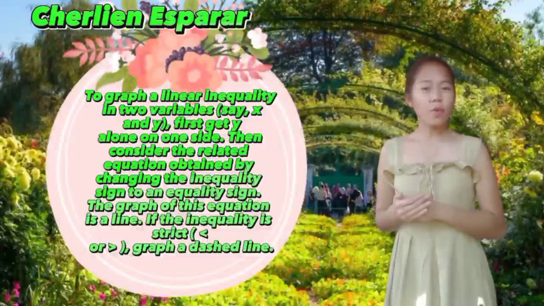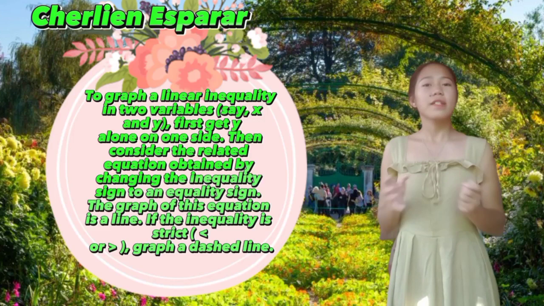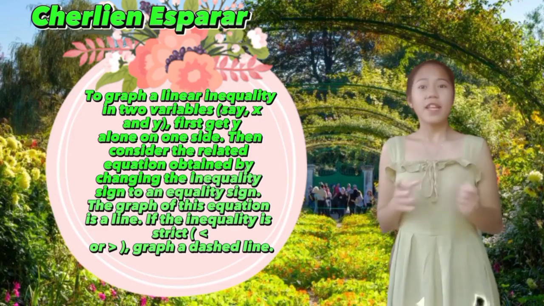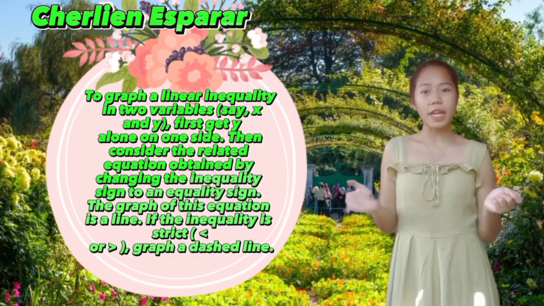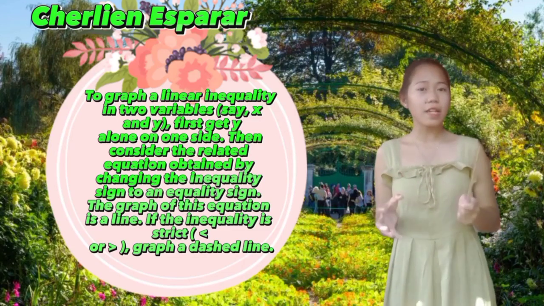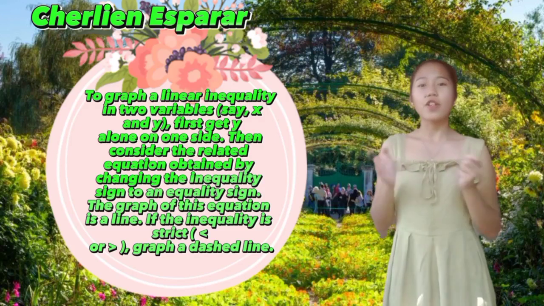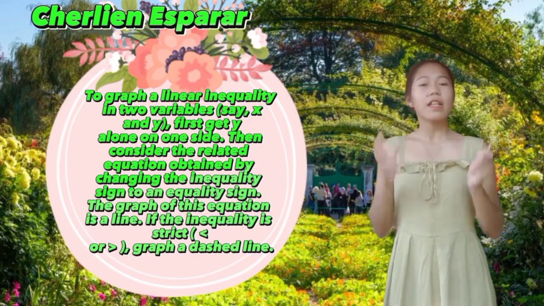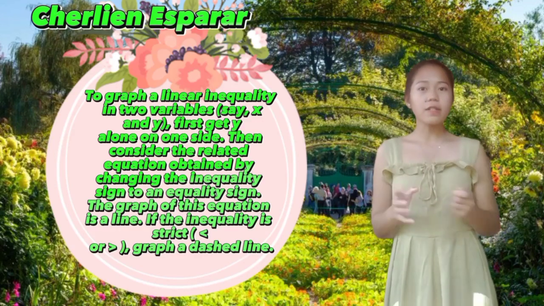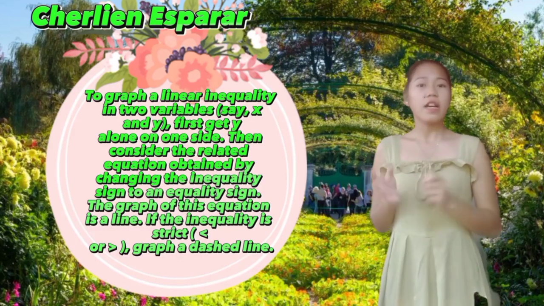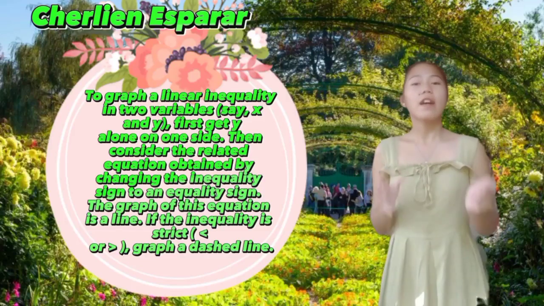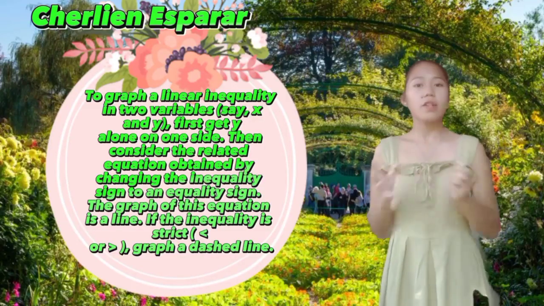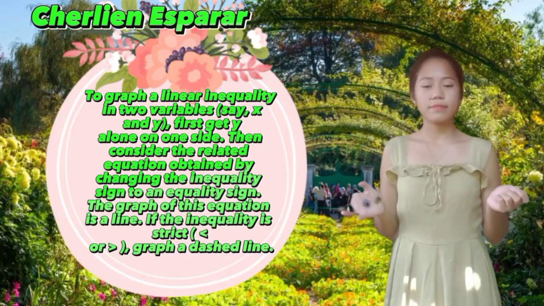To graph a linear inequality in two variables, say x and y, first get y alone on one side. Then consider the related equation obtained by changing the inequality sign to an equality sign. The graph of this equation is a line. If the inequality is strict, less than or greater than, graph a dashed line. If the inequality is not strict, less than or equal to, or greater than or equal to, graph a solid line.